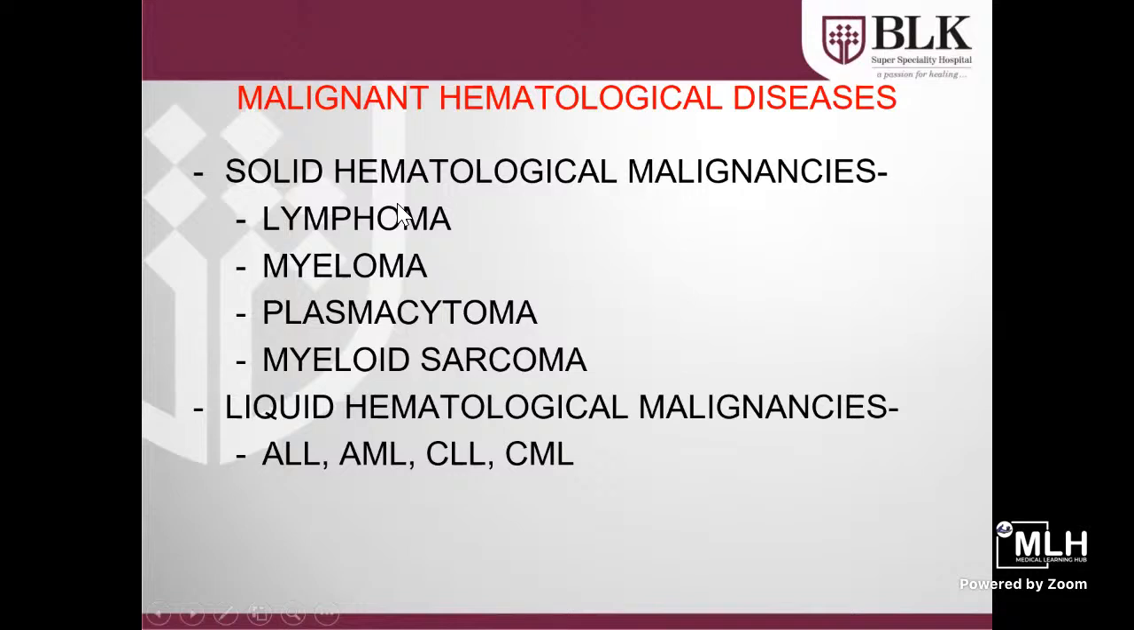Otherwise, blood is a liquid. It keeps on flowing. It is produced in the bone marrow, all of us know that, and it comes into the vascular system and circulates in the whole body. But we have certain stations where these cells get collected, and if they become malignant or cancerous, they can start overgrowing. So lymphoma is one disease.